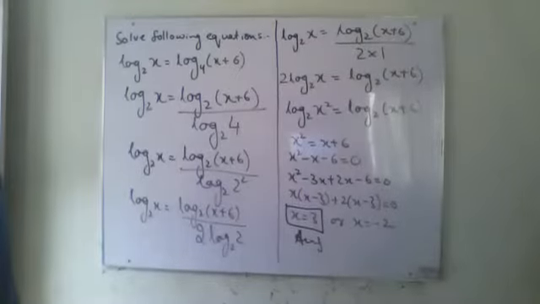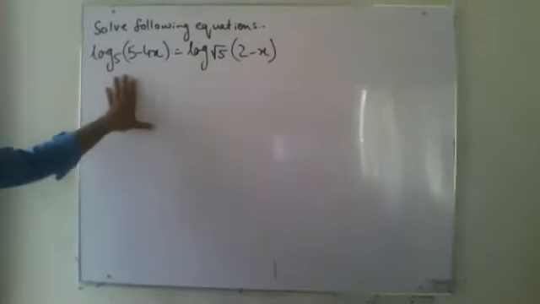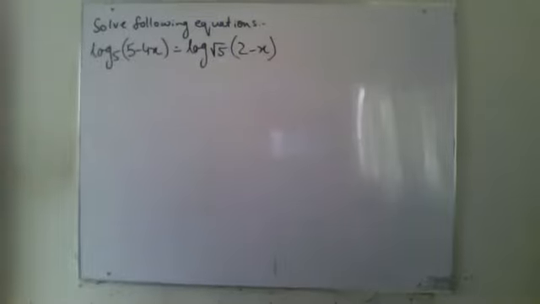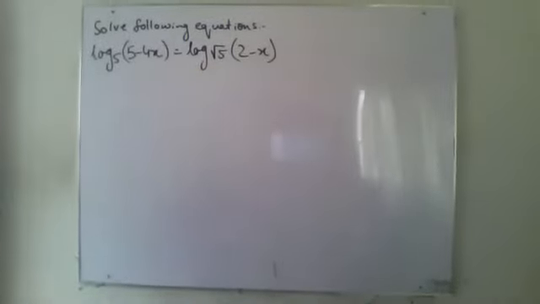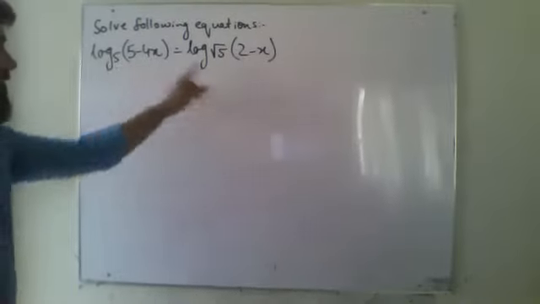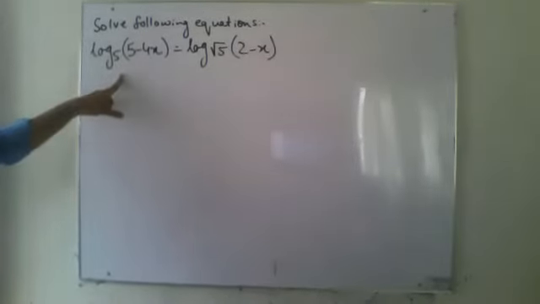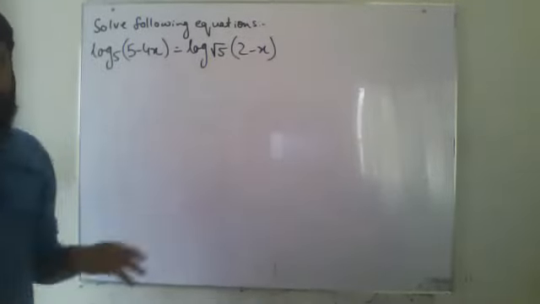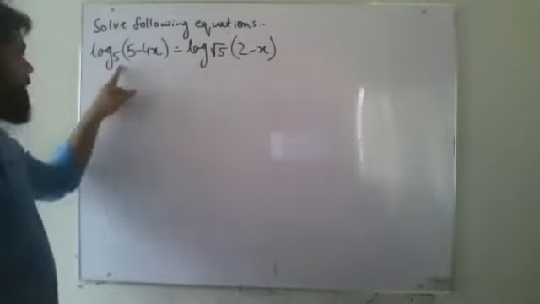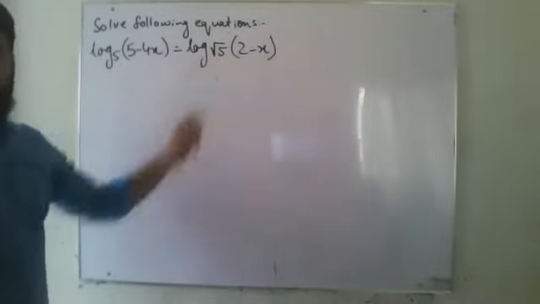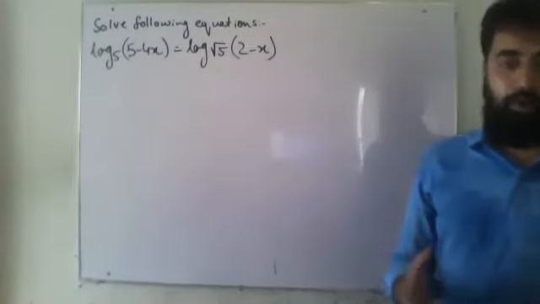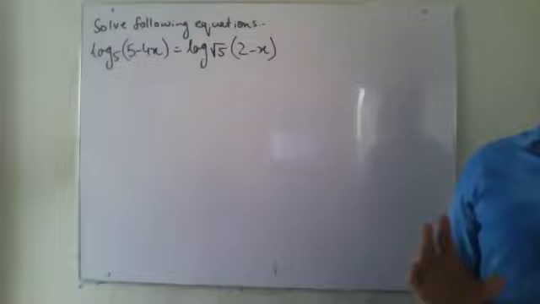Okay? Now this is my new question. Log base 5 of (5 minus 4x) equals log base root 5 of (2 minus x). Again, two different bases: log base 5 and log base root 5. The easier one will be to take the base 5, because it is easier to handle any number base than a square root base. Otherwise, it's your choice however you want to solve it.